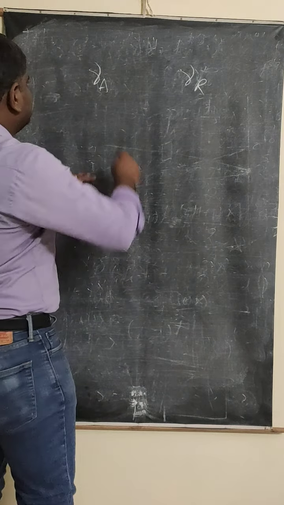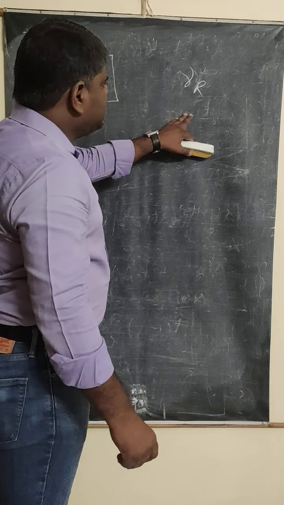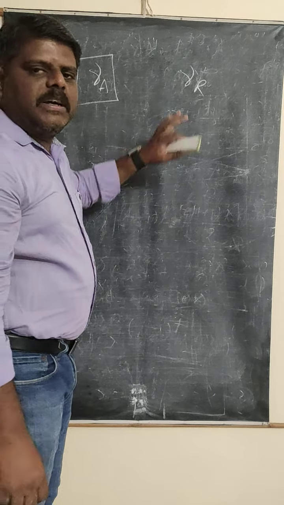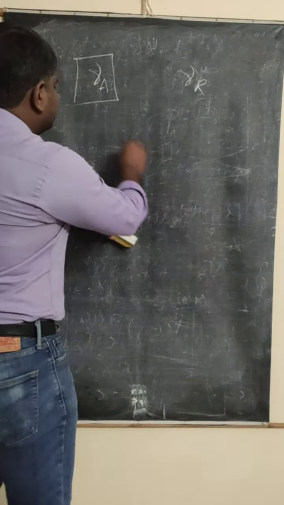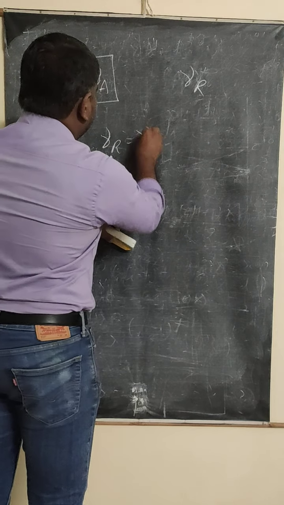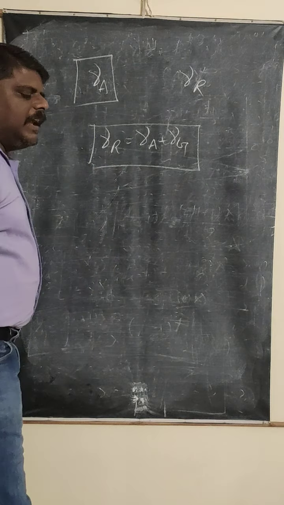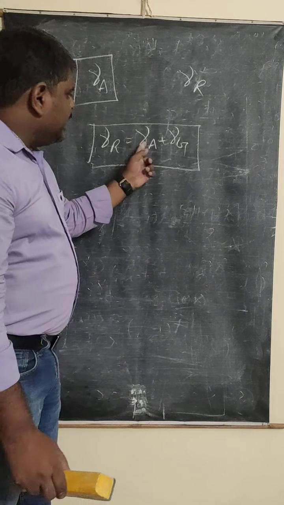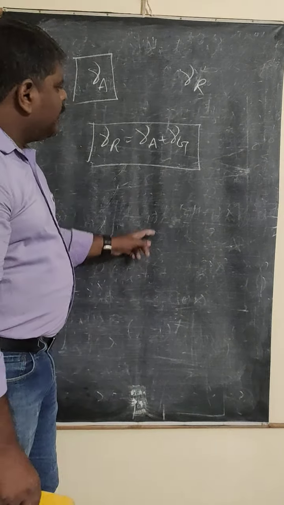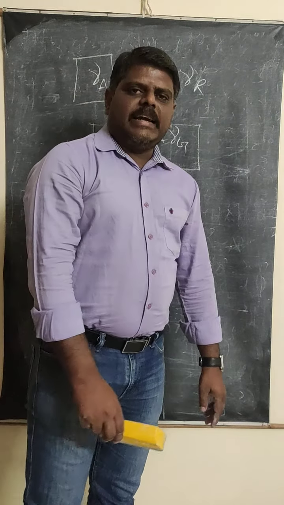The coefficient of apparent expansion depends on the expansion of the container, but the real expansion does not depend on the expansion of the container. We also discussed the relation between them: gamma R is equal to gamma A plus gamma G. This relation clearly explains that the coefficient of real volume expansion of the liquid is always greater than the coefficient of apparent expansion. Here gamma G represents the volume coefficient of expansion of the glass.